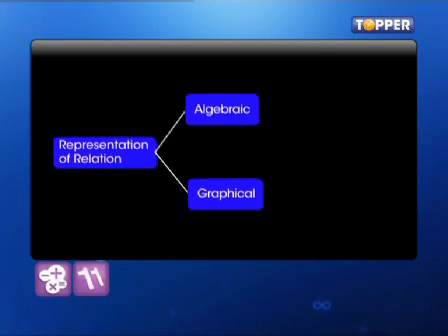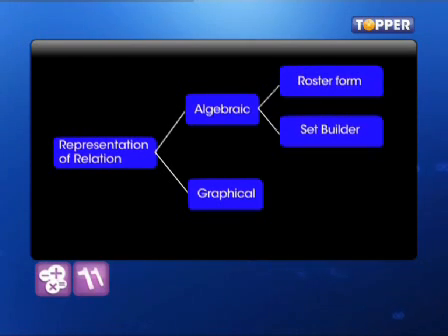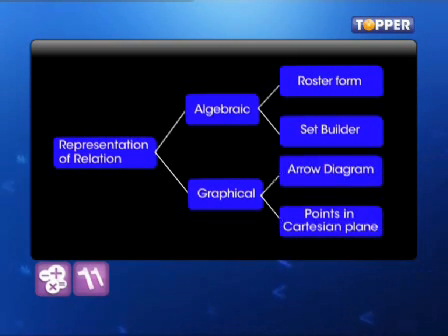Okay, before we get to the questions, let me tell you: relations between two non-empty sets can be expressed graphically as well as algebraically. Now, a relation between two non-empty sets is yet another set, right? So the relation can be expressed in two forms. What are they? The roster form and the set builder form. Graphically, a relation can be represented by an arrow diagram or by plotting the ordered pairs in a Cartesian plane.